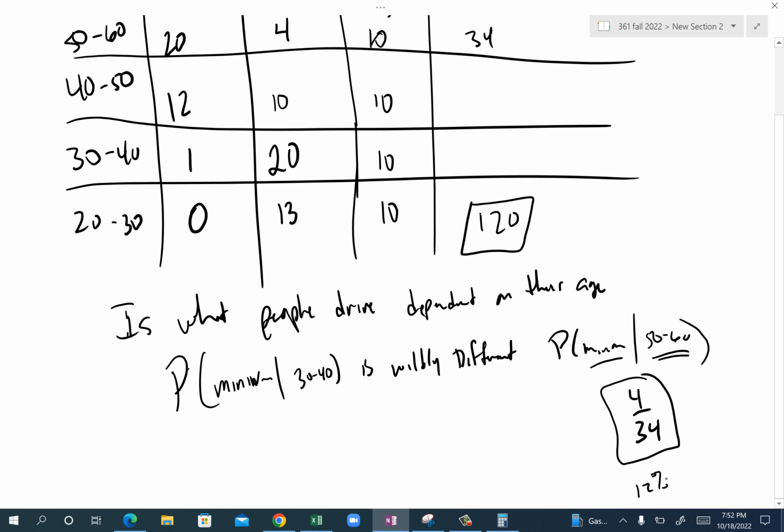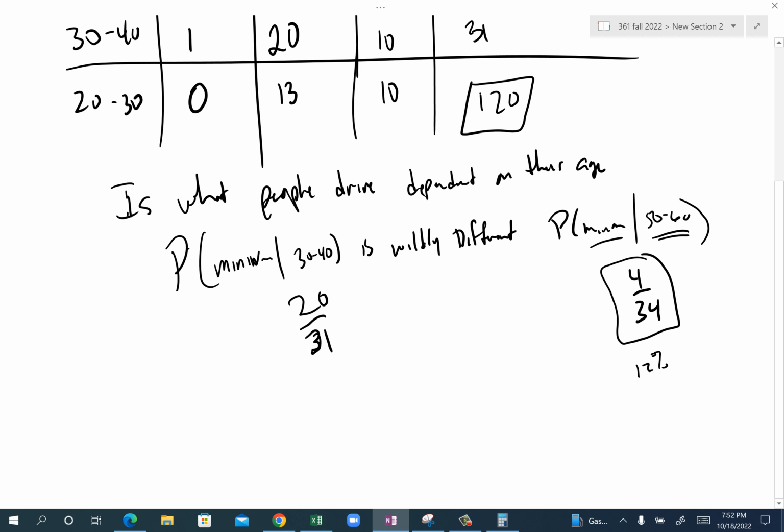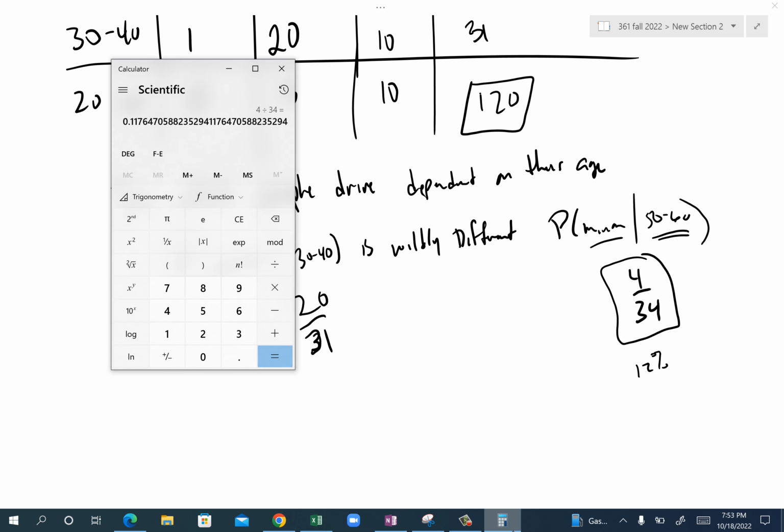Nice. Now, what is it for the other folks? Well, it's 20 out of 31. Whoopsie daisy. Hey, that's a lot different. It sure is. It's wildly different. What does that suggest to me? It suggests that they are dependent.